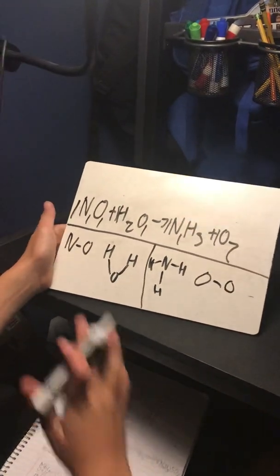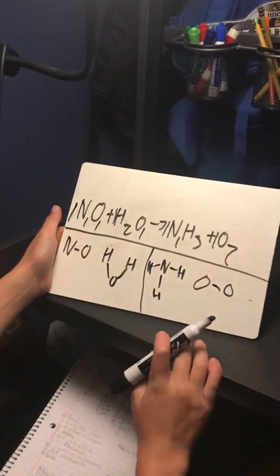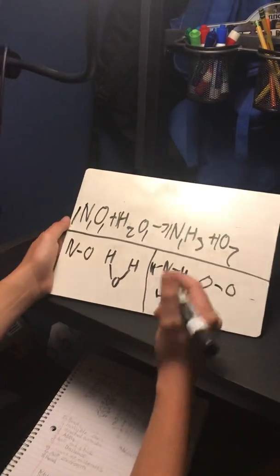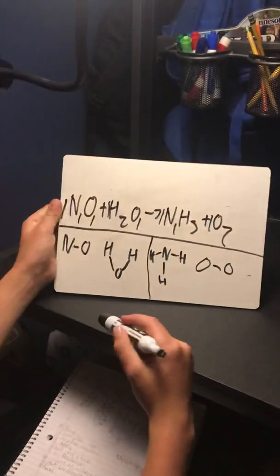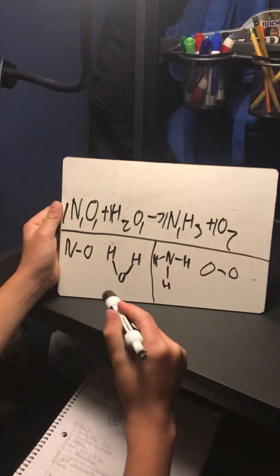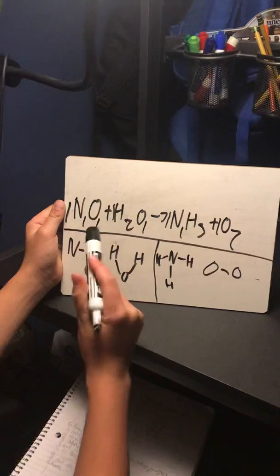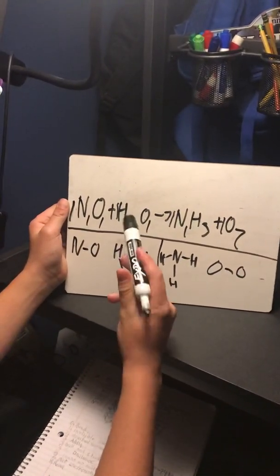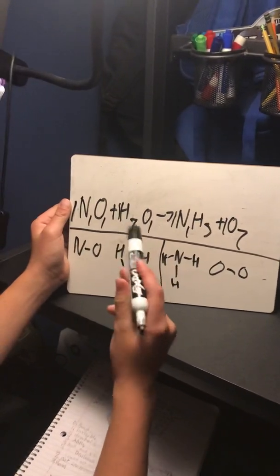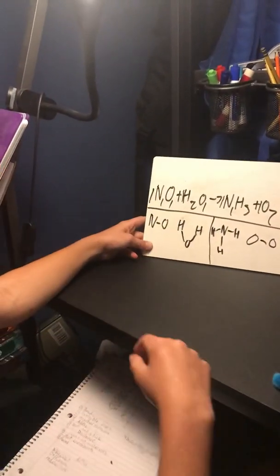Now that we have that, we can convert these structural formulas into ball and stick models, which needs the atomic mass. The atomic mass for N, nitrogen, is 14.0067. The atomic mass for O, oxygen, is 15.9994. And the atomic mass for H, hydrogen, is 1.00795.